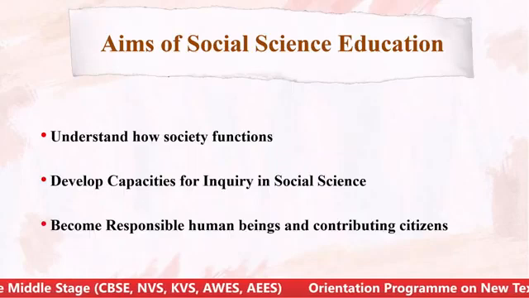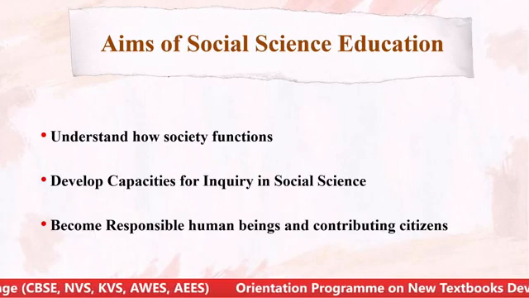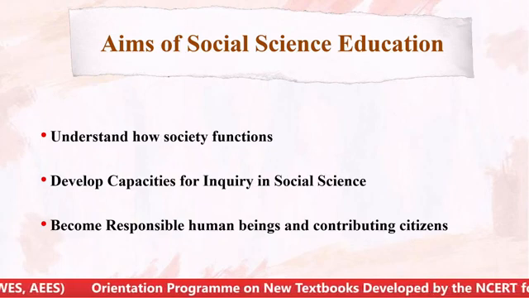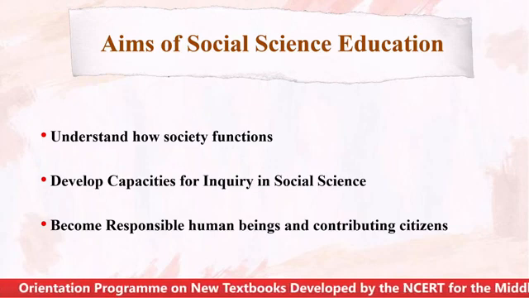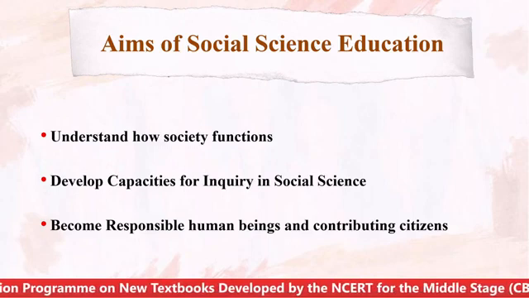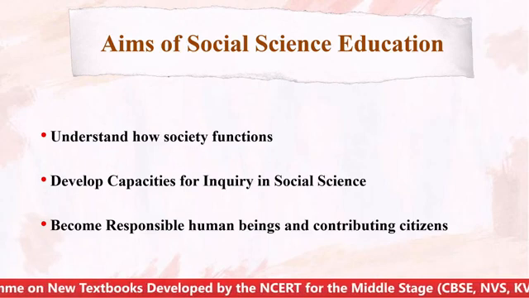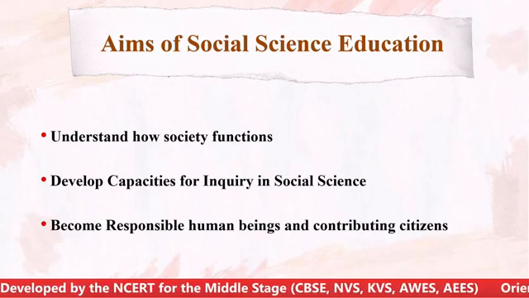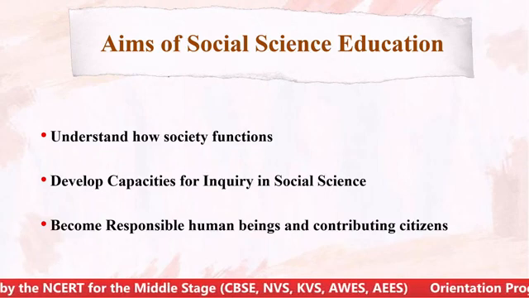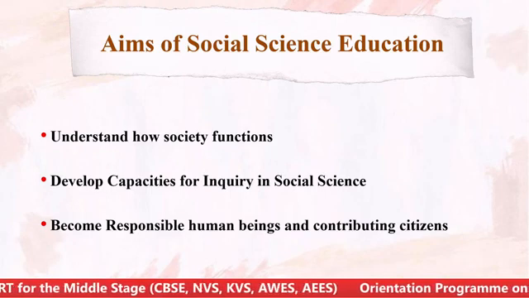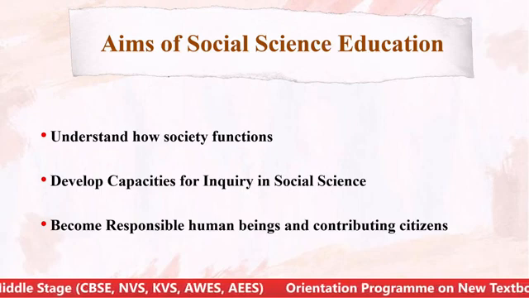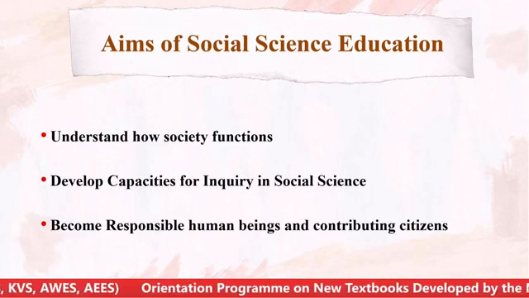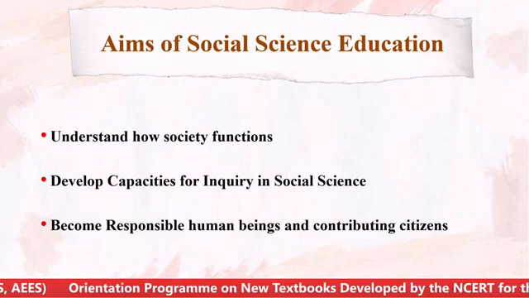When we talk about the aims of social science education, we know that it tries that learners are able to understand how society functions, because social sciences tell us about the human interaction with social and natural environment across time, space and institutions. It also develops various capacities for inquiry in social sciences, so that ultimately a learner or child becomes a responsible human being and contributes meaningfully as a citizen.